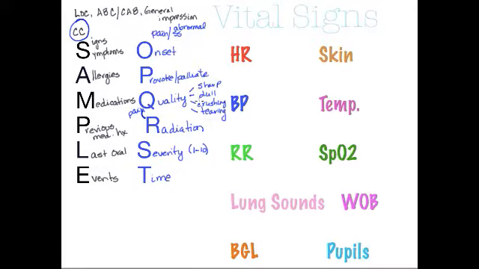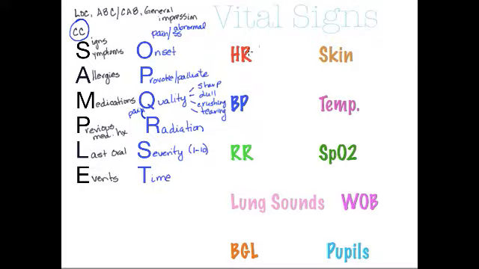Now again, the quality and the radiation, those two tend to pertain specifically to pain, but all the other parts of this mnemonic can be applied to any other difficulty they're experiencing, whether it's dizziness, nausea and vomiting, shortness of breath, and what have you. So now we're moving on to the objective data.